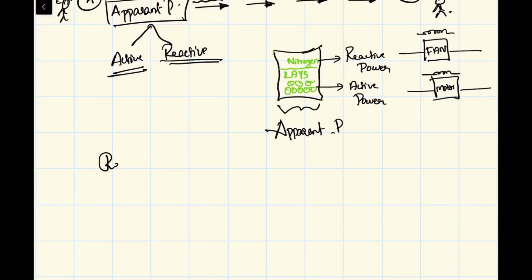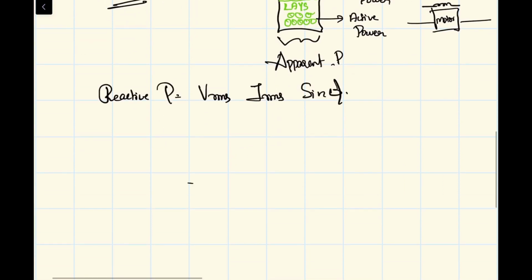Reactive power, let me take that concept back. Reactive power is equal to Vrms Irms sin phi, and it all comes from the power triangle or the impedance triangle. So let me draw the impedance triangle first. This is phi, and this is Z, this is R, this is X.